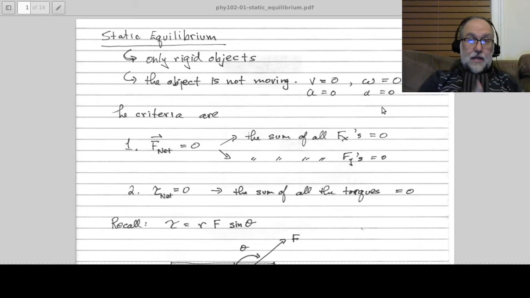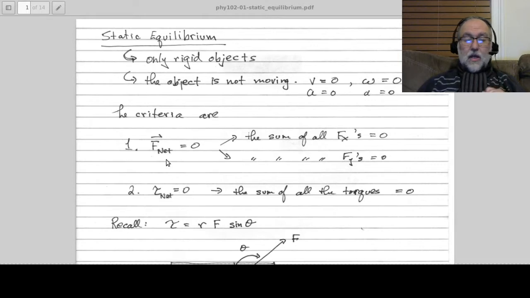Okay, and so that's yet another criterion that static equilibrium must fulfill in order for the object not to be unstable, to fall over or start rotating. Okay, so those are the two criteria. One of them, written here, is that the net force has to be equal to zero, and the other one is that the net torque has to equal zero.